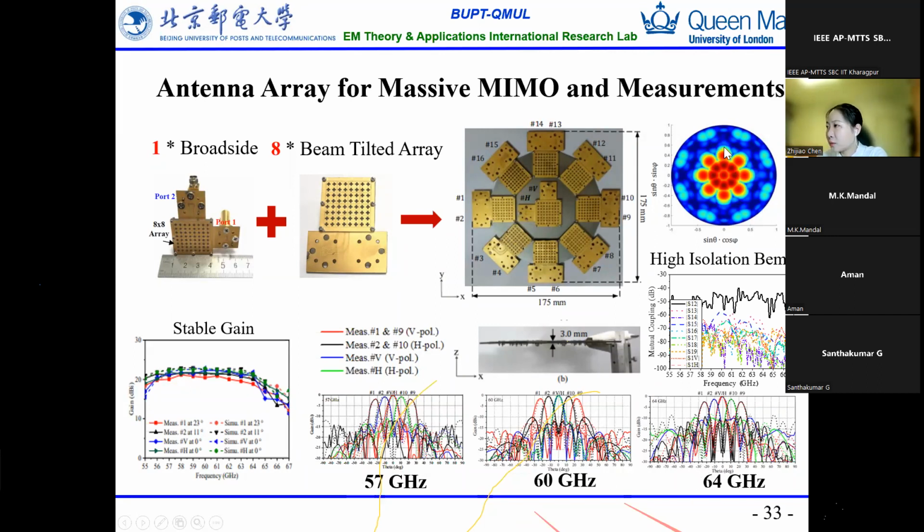And for all these beams, the isolation is very high because they don't share the same network. These beams are separate from each other. And for dual polarization components, the isolation is more than 40 dB. And for the others, with a separate feeding network, the isolation is more than 60 dB.